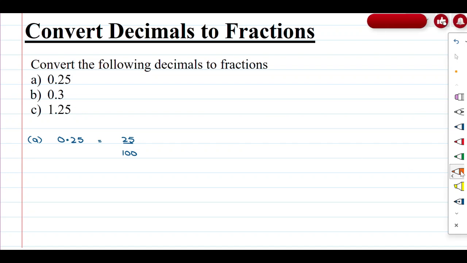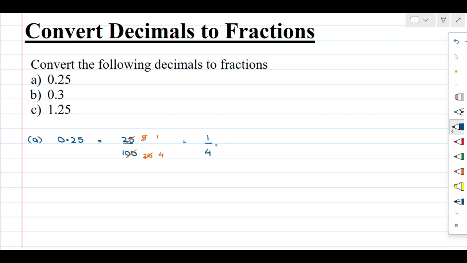But we can further simplify it. 5 times 5 is 25, 5 times 2 is 10, and we have a 0. 5 times 1 is 5, 5 times 4 is 20. So the simplified answer is 1 by 4. So we can say 0.25 is basically equal to 1 by 4.